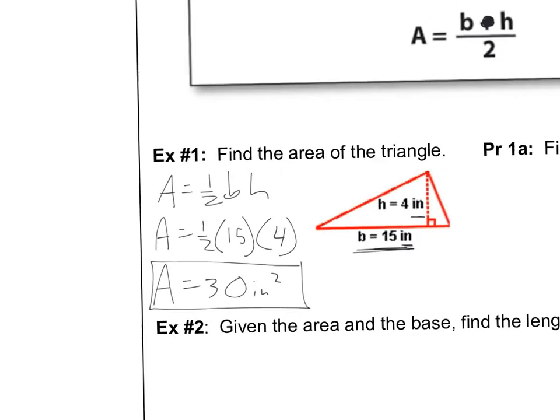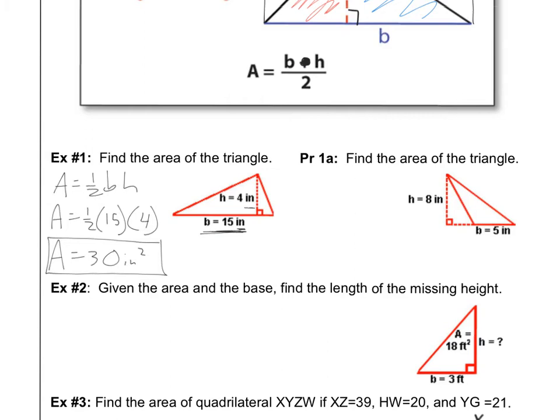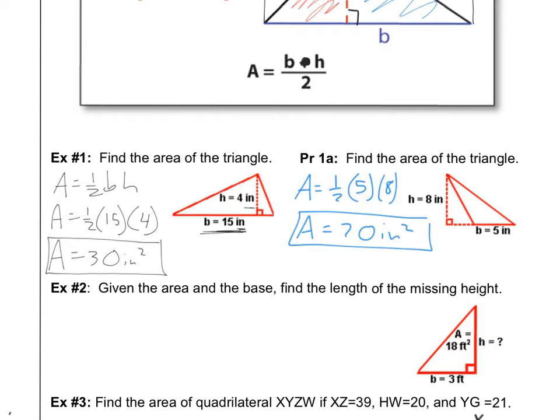Alright, so that's kind of all there is to it. I want you to try practice number 1A on your own. Again, the formula is 1/2 base times height, or you could do base times height divided by 2. It's up to you. Go ahead and give it a shot and then check back for your answers. Okay, so I just plugged the values in the formula. Area equals 1/2, the base is 5, the height is 8, so I did 1/2 of 8 first, so that's 4. 4 times 5 is 20. And again, the units are inches, so it's inches squared.